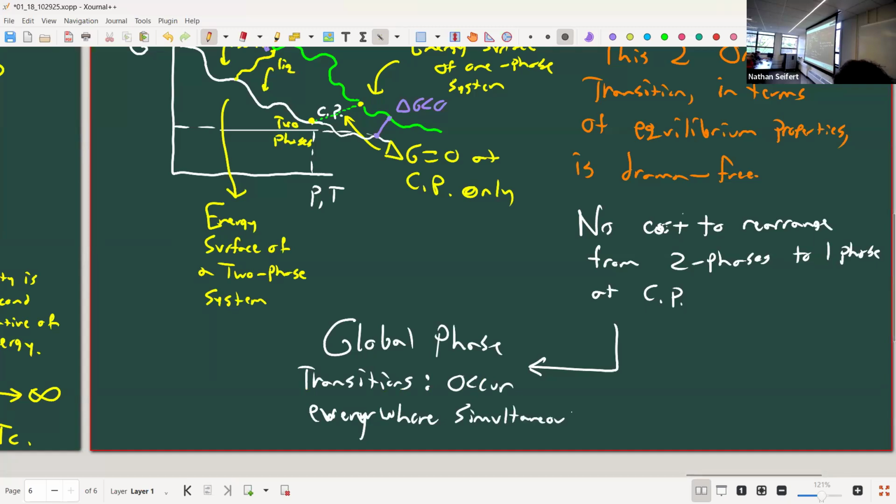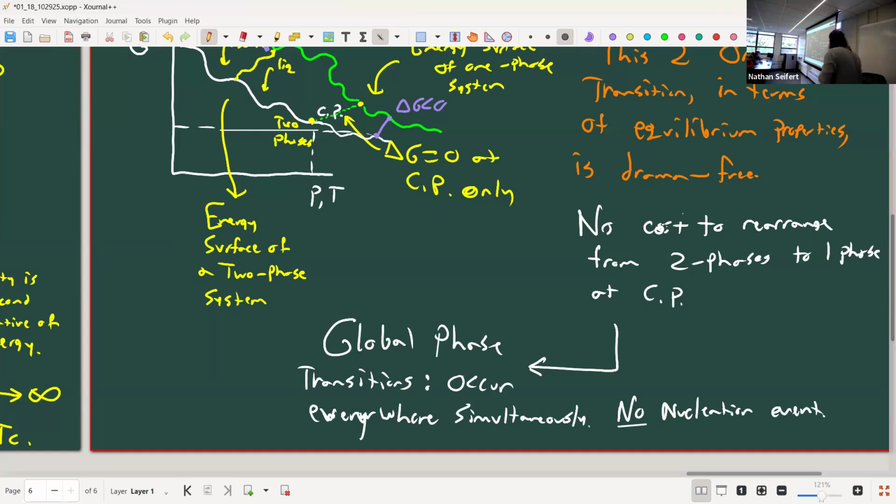There is no nucleation event. So I said they're drama-free. They smoothly vary. No nucleation, just happens. Look at two examples.